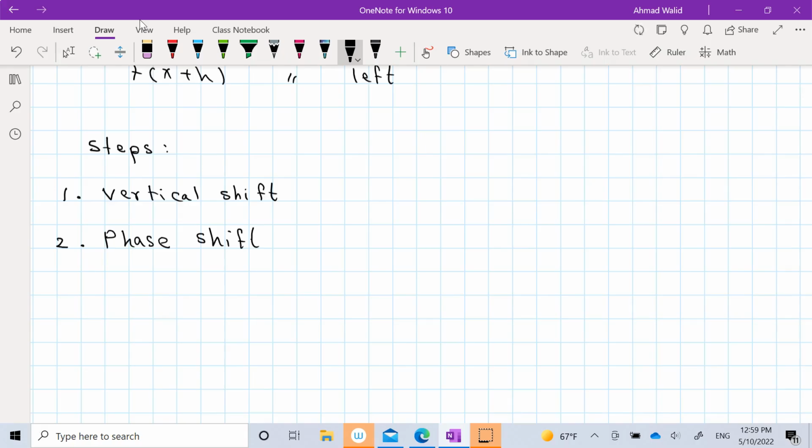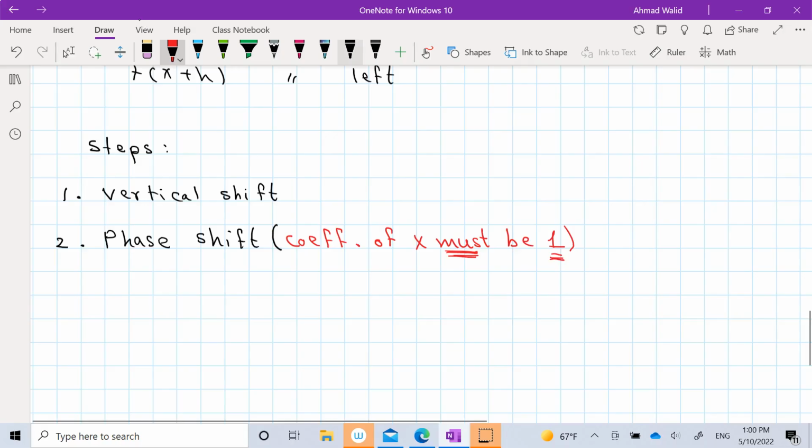What is important in phase shift, I'll put inside these parentheses with the red color: the coefficient of x must be 1, even I put here a double line under the must be 1. Remember. You will see in an example what it means. The coefficient of x must be 1.